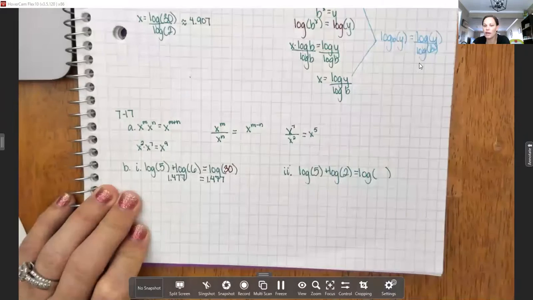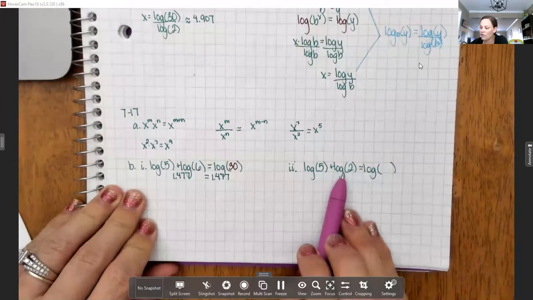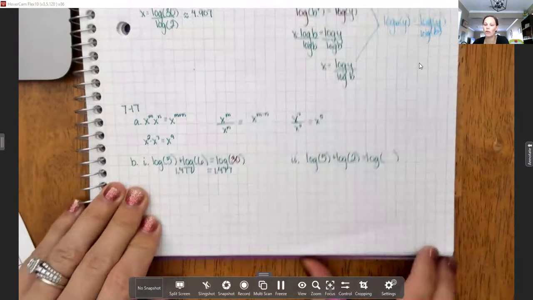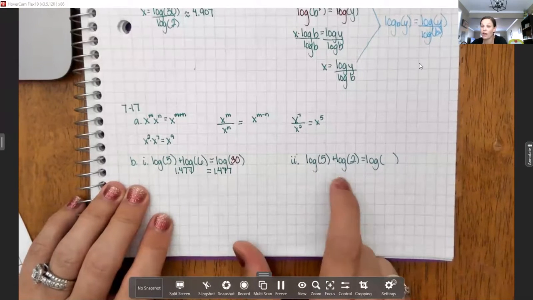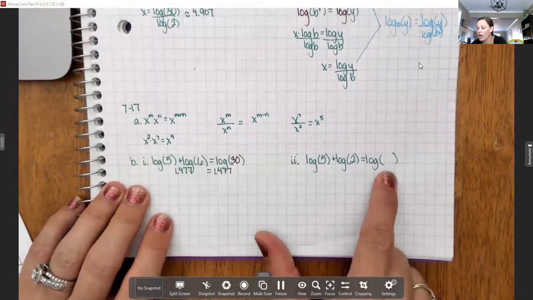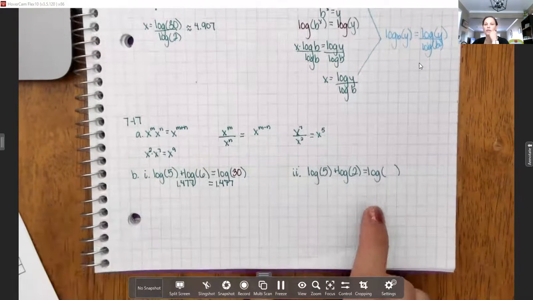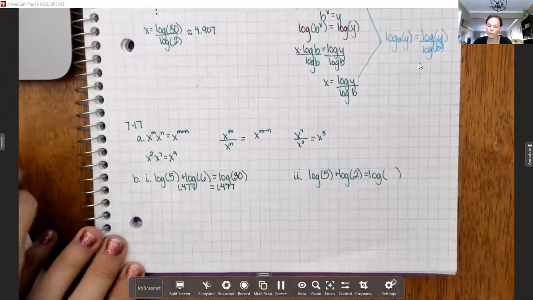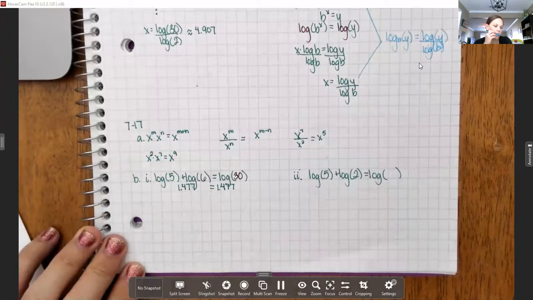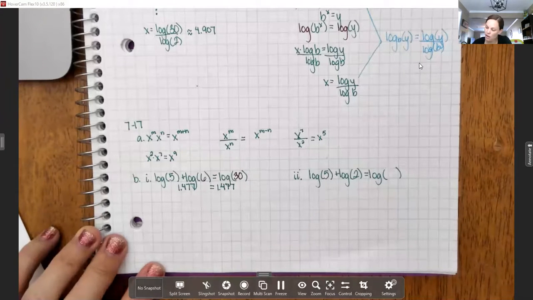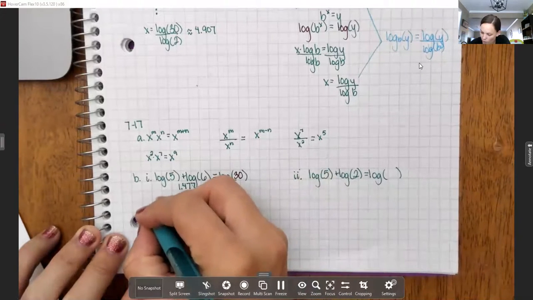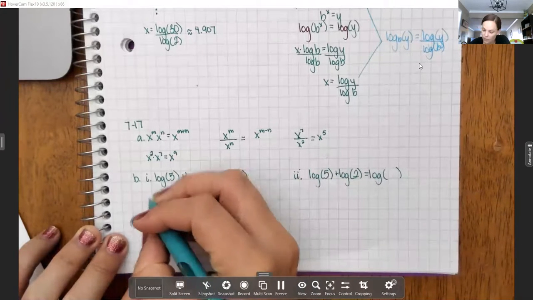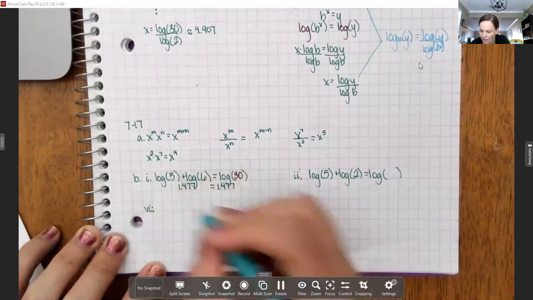Try this second one. Log of 5 plus log of 2 is equal to log of what single number? So again, on your calculator, you're going to type in log of 5 plus log of 2, hit enter. Then you're going to guess and check this other one. Then we'll generalize it for number 6. We're going to skip some of the other ones.